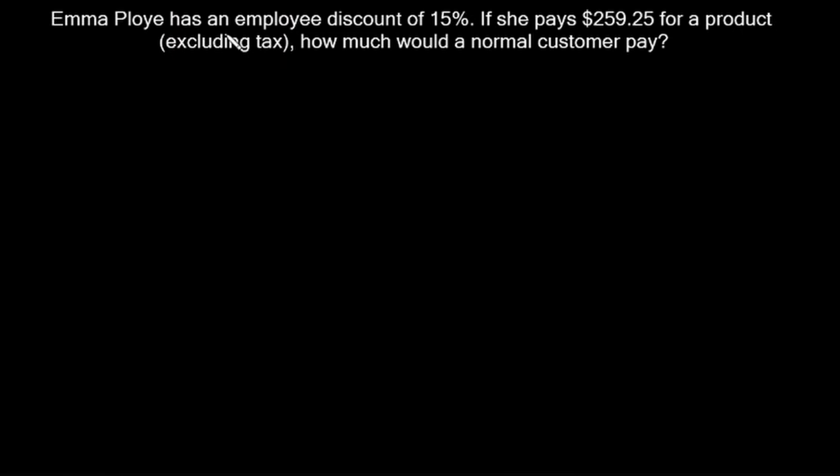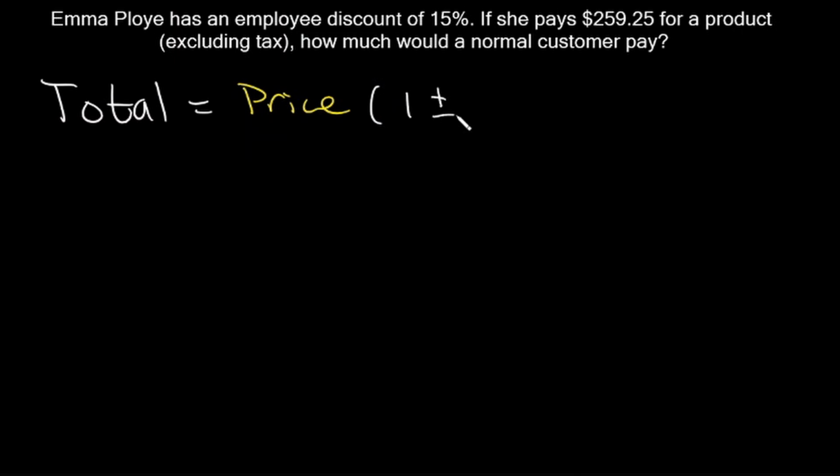Emma Ploye has an employee discount of 15%. If she pays $259.25 for a product, excluding tax, how much would a normal customer pay? So let's go back to our formula. If our total is equal to the price multiplied by 1 plus or minus r, where r is our percentage. But we're going to be subtracting this time because we have a discount.